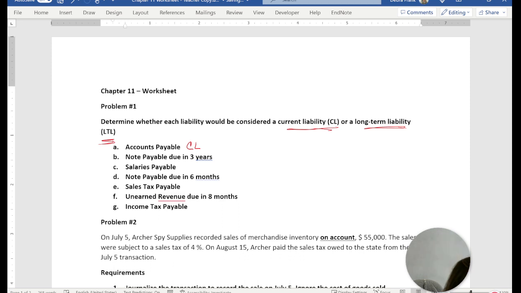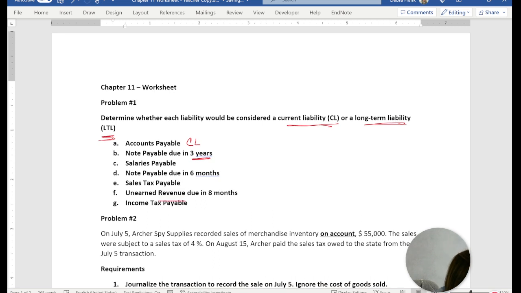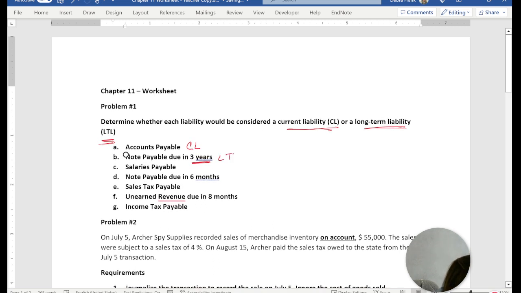Note payable, we can see here that is within 3 years. And so that's over the 1 year or the operating cycle. So it'll be LTL, long-term liability. And salaries payable, like we're going to pay those salaries. It doesn't identify that it's going to be paid past a year or anything like that. So we're going to assume that's within the current operating cycle. And so that would be current liability.